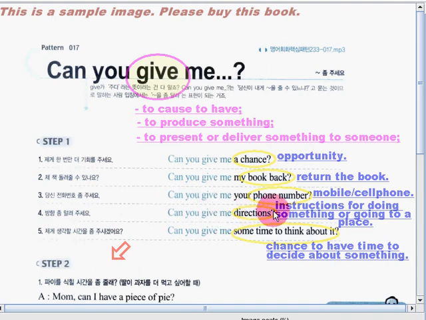Next, can you give me directions? When you say directions, those are instructions for doing something or going to a place. Maybe directions on how to operate the machine, or directions on how to go to your house. So, can you give me directions? Number 5, can you give me some time to think about it? This phrase, some time to think about it, means to have time to decide about something, or to think about something first before deciding on it. So, can you give me some time to think about it?